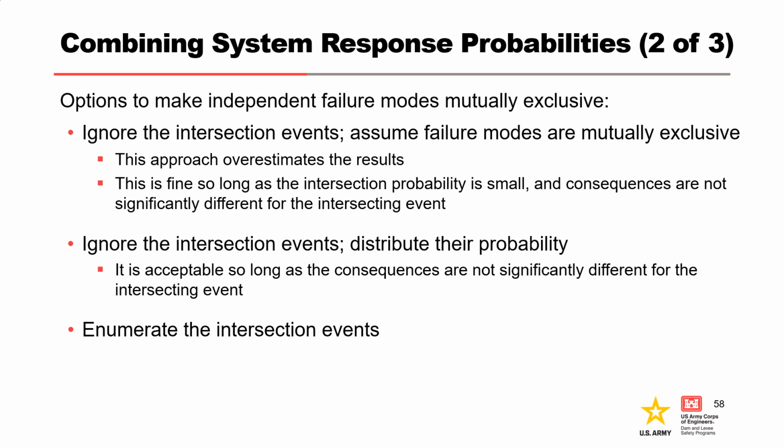The third and final option is to just go for it and to enumerate the intersection event. You will get the same probability of failure as you would from option 2, but will have a more precise representation of the risk because you are explicitly considering all the possible breach combinations.